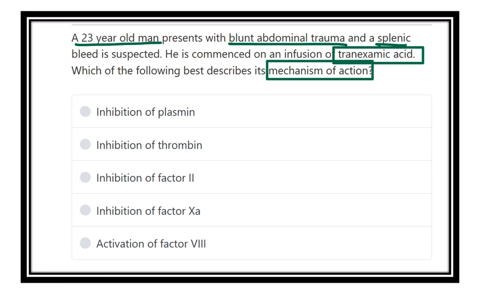Here the options are inhibition of plasmin, inhibition of thrombin, inhibition of factor 2, inhibition of factor 10, and activation of factor 8. So we have to find out the pathway of action, or mechanism of action, of tranexamic acid.